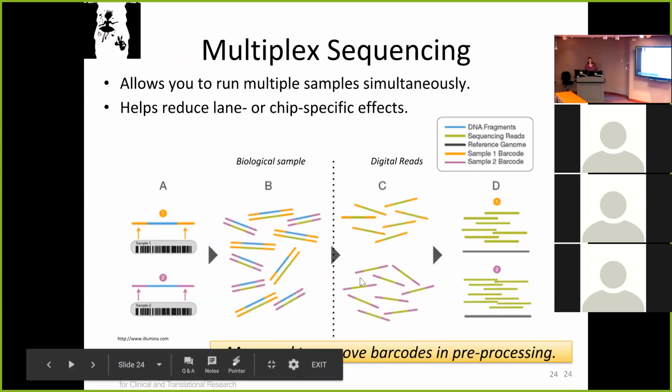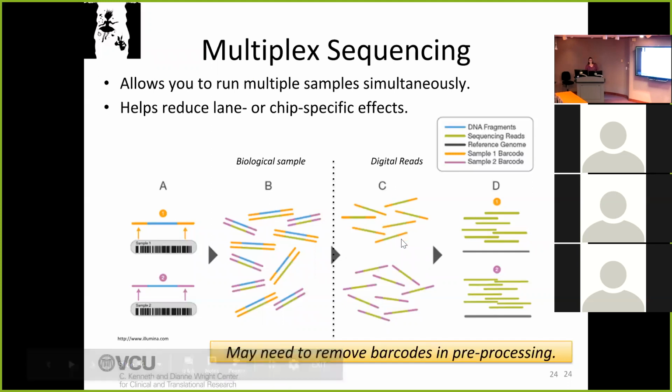And then once we get the digital reads out, they're able to look at those barcodes and digitally separate your samples in the post-processing. And then the sequencing facility usually does this for you, and they'll take off the barcodes. However, sometimes you'll still get barcode contamination in the files that you get back. And so that's part of the quality control that you have to do in your bioinformatics pipeline, is look and check to make sure they remove the barcodes.